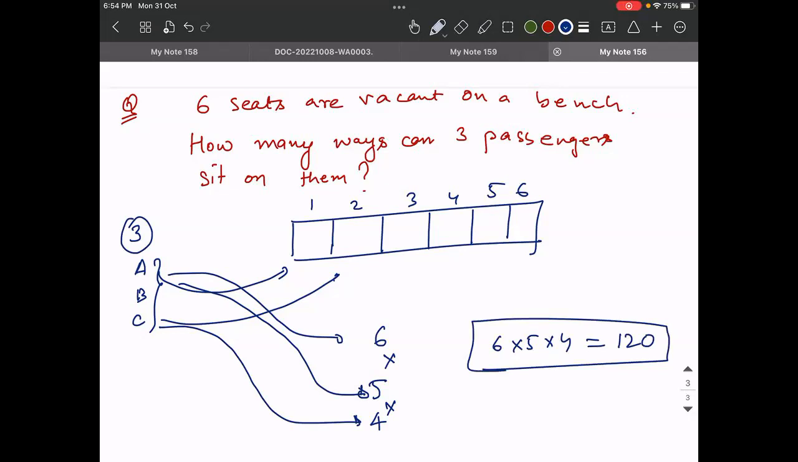Any A can sit. Let's say A has occupied this place. When there are 6 seats, just understand from here itself. When you are the first person to enter this class, it's up to you where you want to sit, right? So you can sit on any of the 6 seats. But once you occupy that one seat, whoever comes next has only 5 options. Understood? Okay.